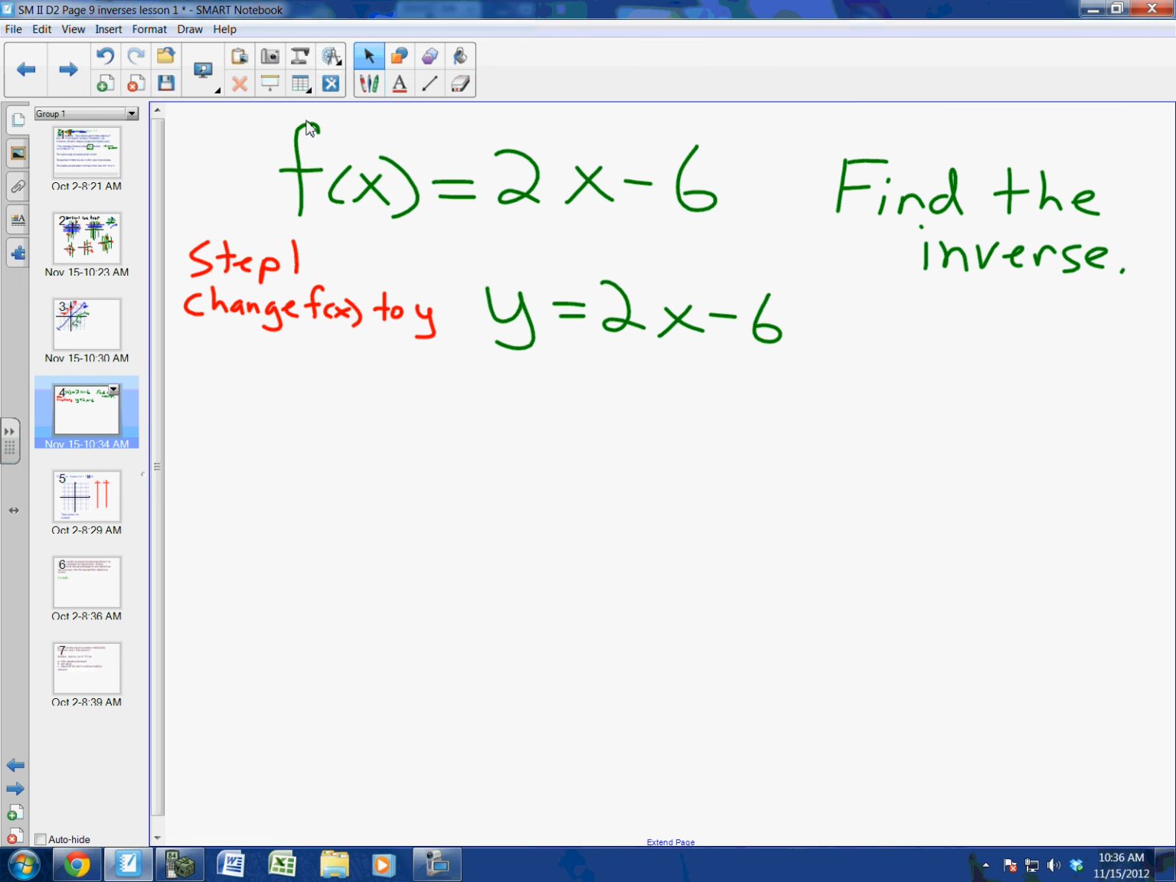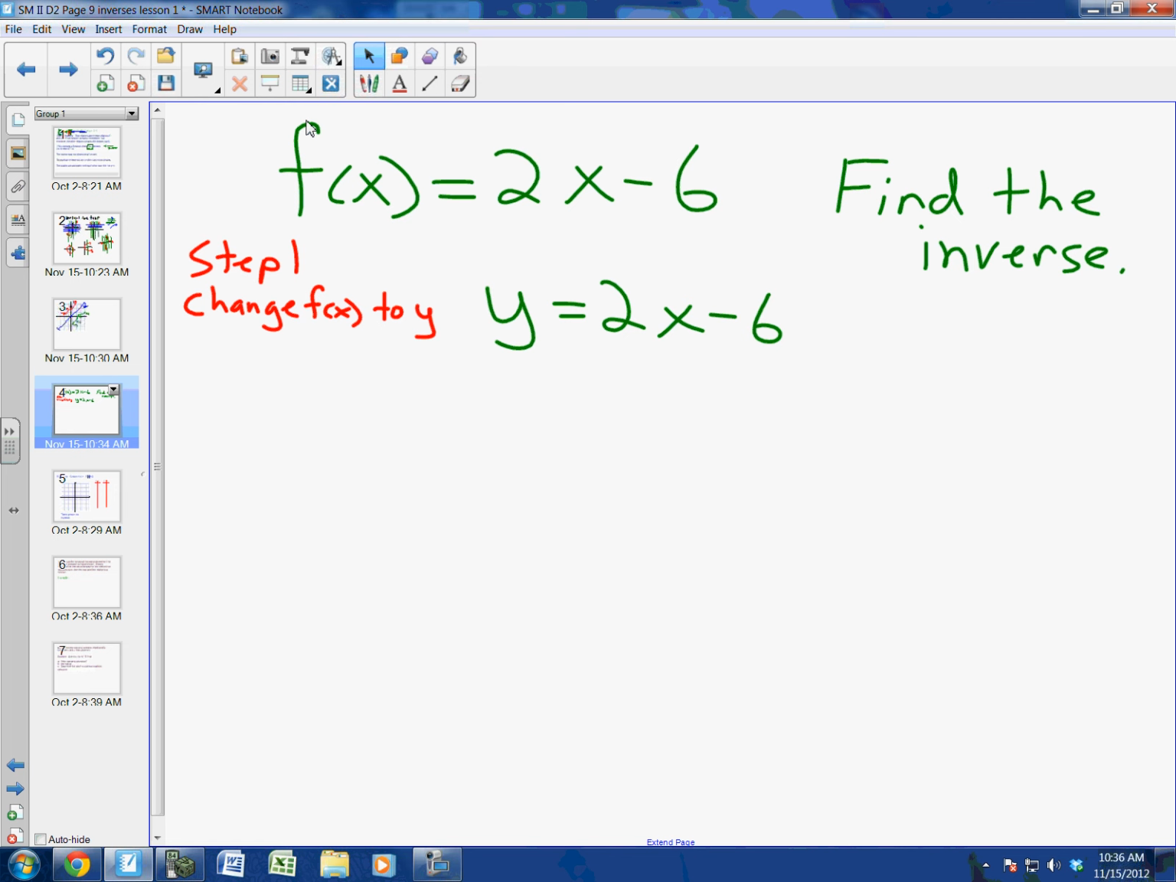Is f of x and y the same thing, you guys? Yeah, it's the same thing. So it doesn't matter. It's just that y is a little bit smaller to work with, and that's why we do it. Now, let me ask you this, because you guys know the next step. How do you find an inverse? Think of the definition we wrote down. You flip what around? Yeah, you switch x and y.